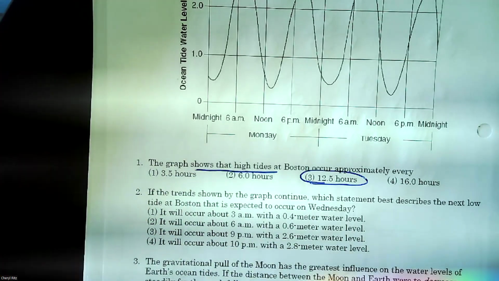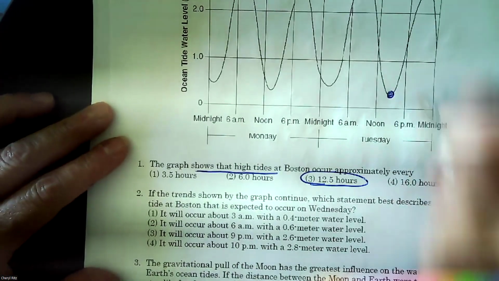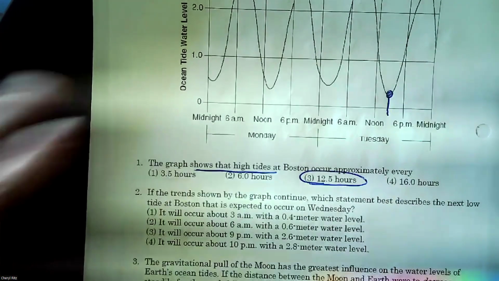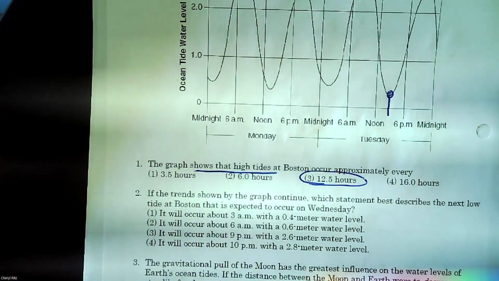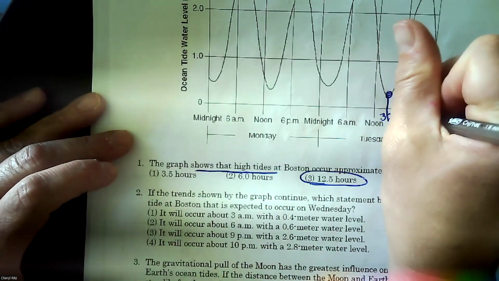So working through this, when was the last low tide on this graph? Approximately what time? 3 p.m. So here's the last low tide on the graph. If I come down, it's about halfway between noon and 6 p.m. So like whoever said that, it is about 3 p.m.